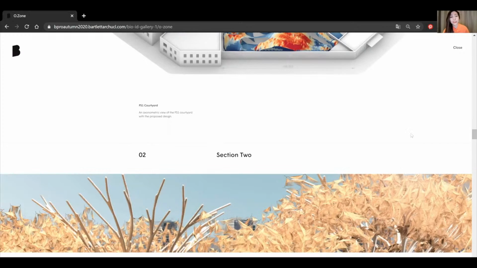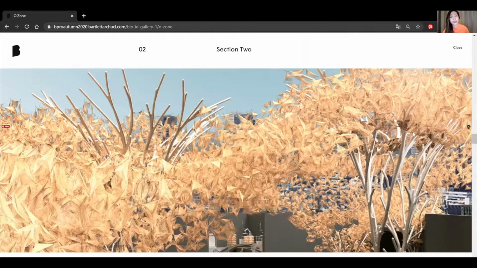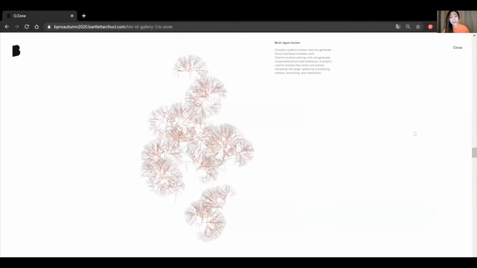And section 2 mainly explains the application of the computational study in the landform design of this project. So the study is called the multi-agent system under emergence, in the Houdini software. And these studies explored a time-based adaptability of the growth parameters, aiming at optimizing the design results for different environments.